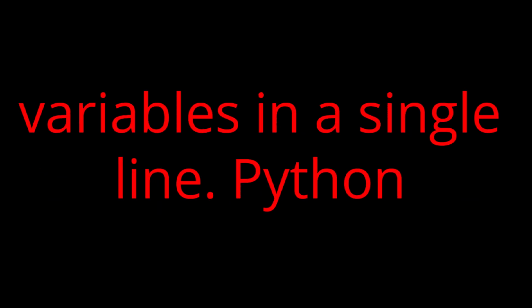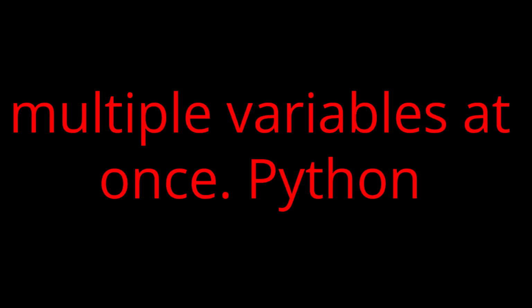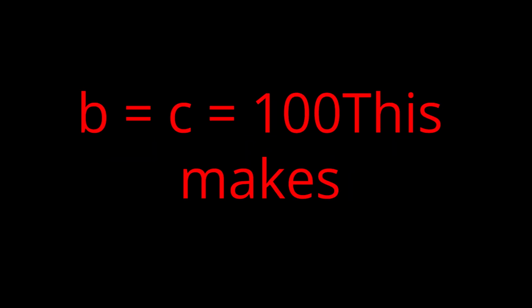You can also assign values to multiple variables in a single line. x, y, z = 10, 20, 30. And you can assign the same value to multiple variables at once. a = b = c = 100. This makes your code compact and efficient when appropriate.